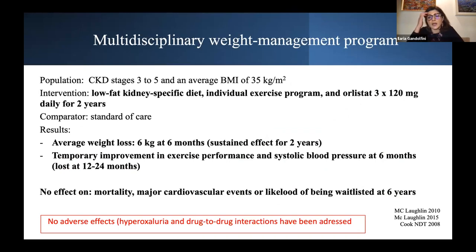So let's move to the program. The first one is the multidisciplinary weight management program in which a kidney-specific low-fat diet was combined with an individual exercise program and Orlistat 120 milligrams 3 times per day for 2 years, and compared with standard of care. The results: we have an average weight loss of 6 kilograms at 6 months, sustained for 2 years, and a temporary improvement in exercise performance and systolic blood pressure. However, this effect was lost at 12 and 24 months. They found no effect on mortality, major cardiovascular events, and likelihood of being waitlisted at 6 years. And moreover, they do not report any adverse effects, for example, hyperoxaluria or drug-drug interaction.